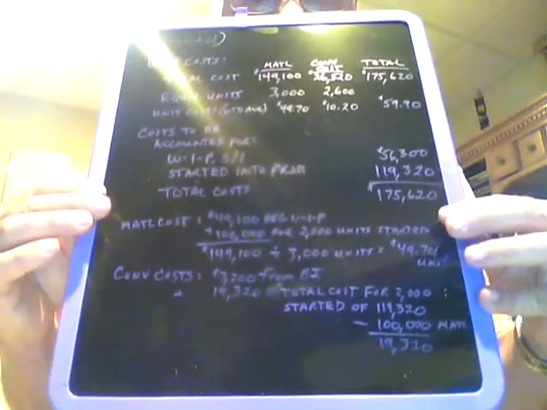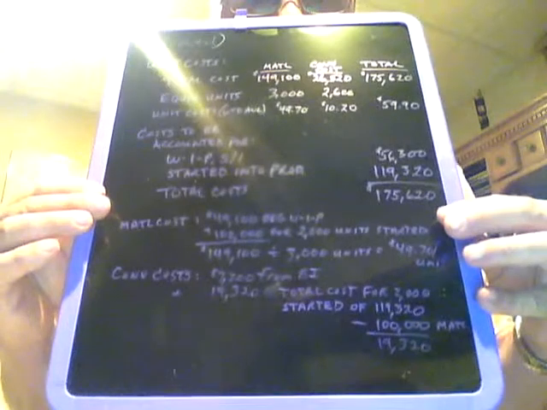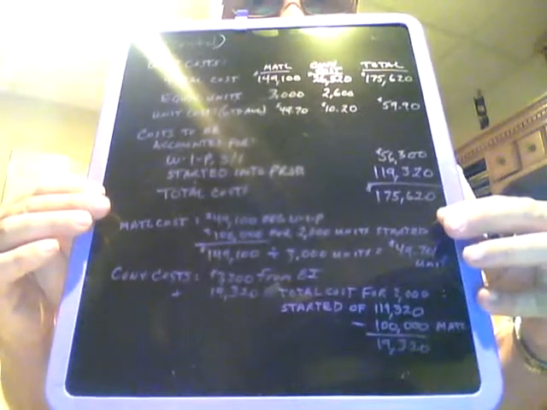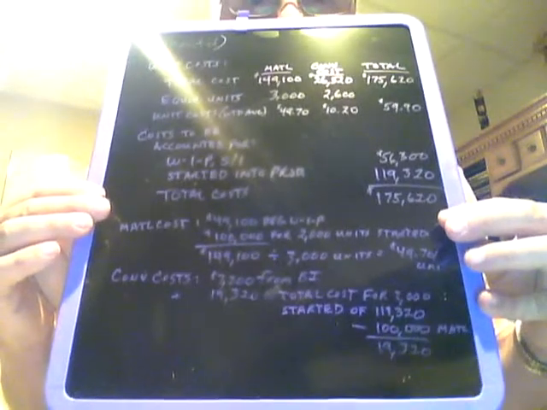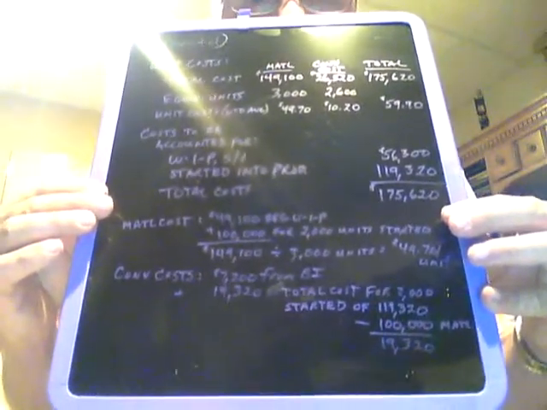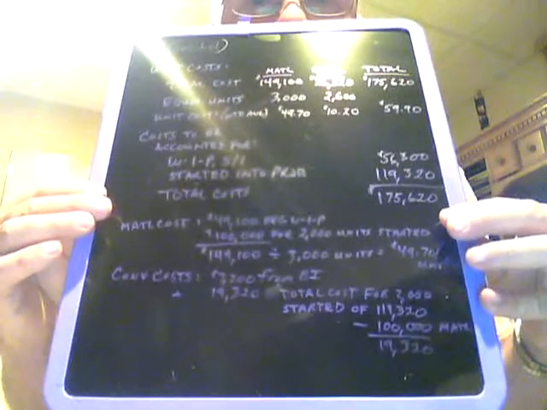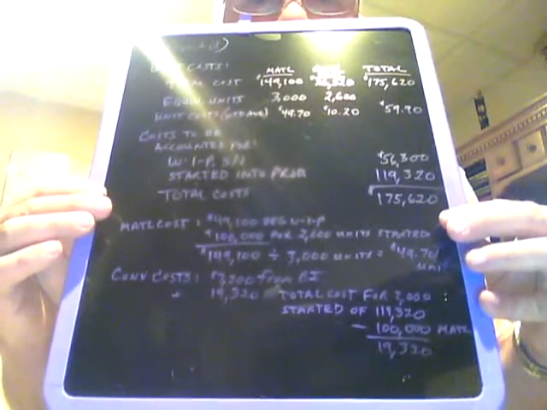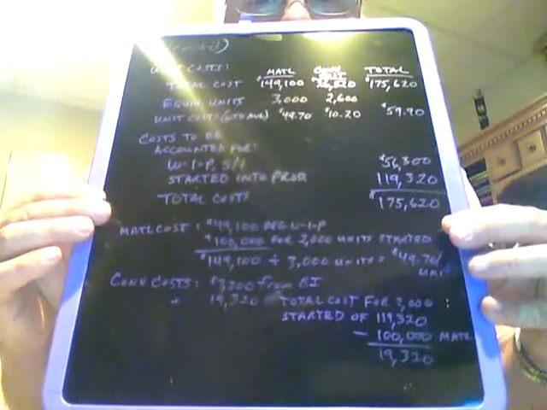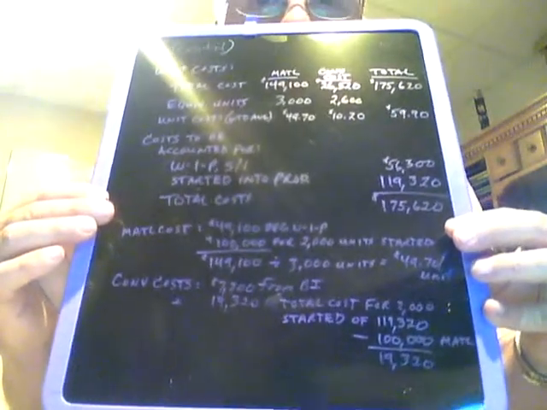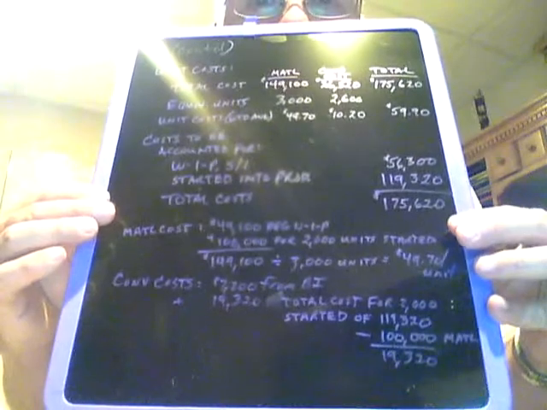Then you had 100,000 of that was assigned as material cost, and that too was given. So by process of deduction, 119,320 minus 100,000 material leaves 19,320 that had to be the conversion costs, the direct labor and factory overhead.